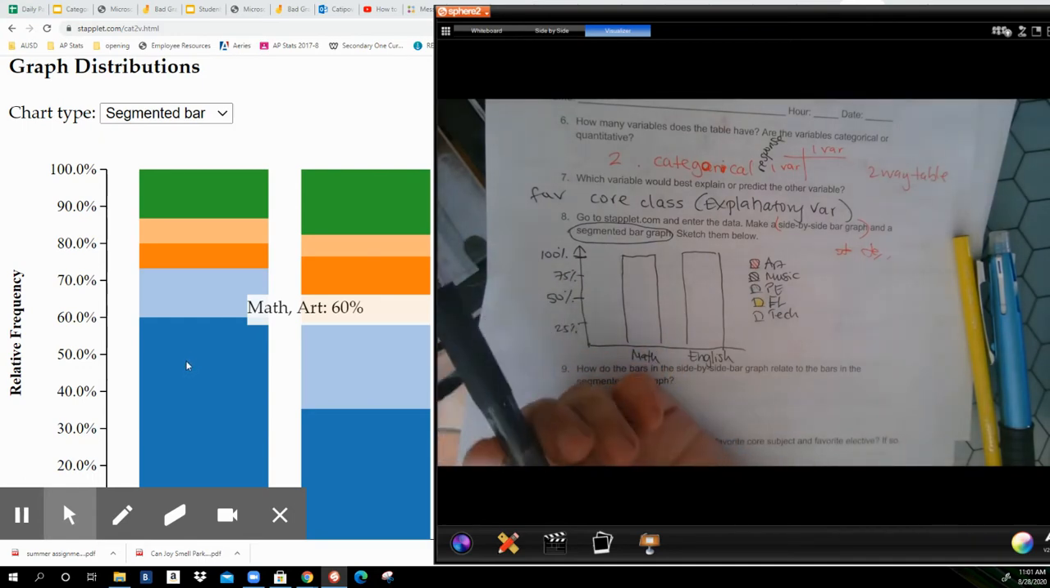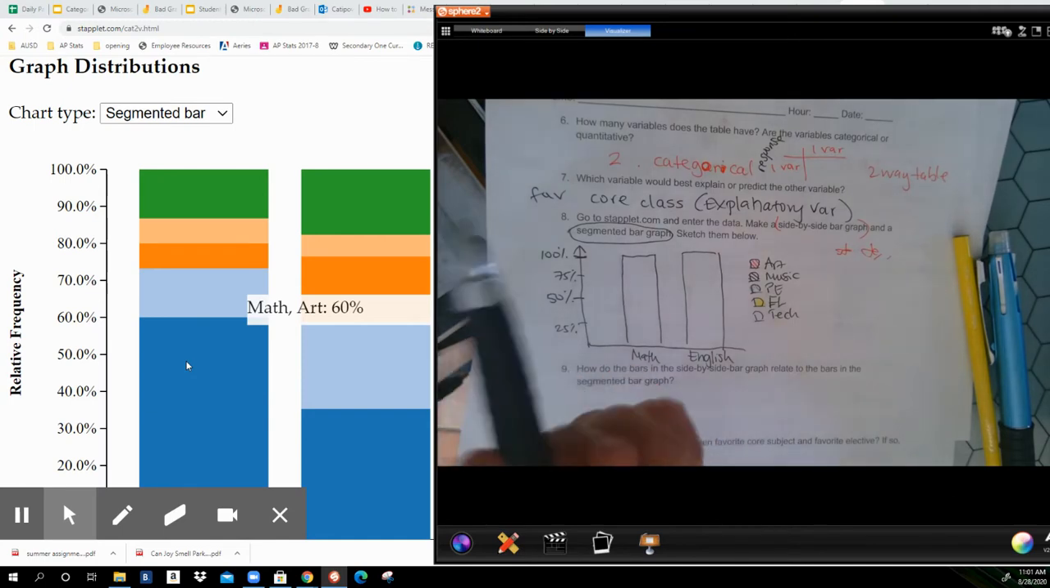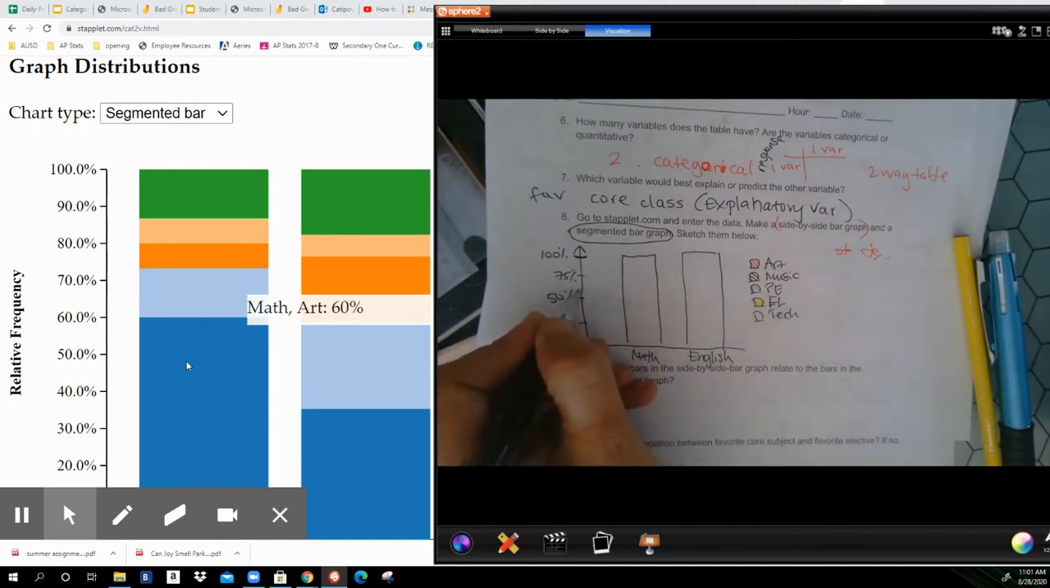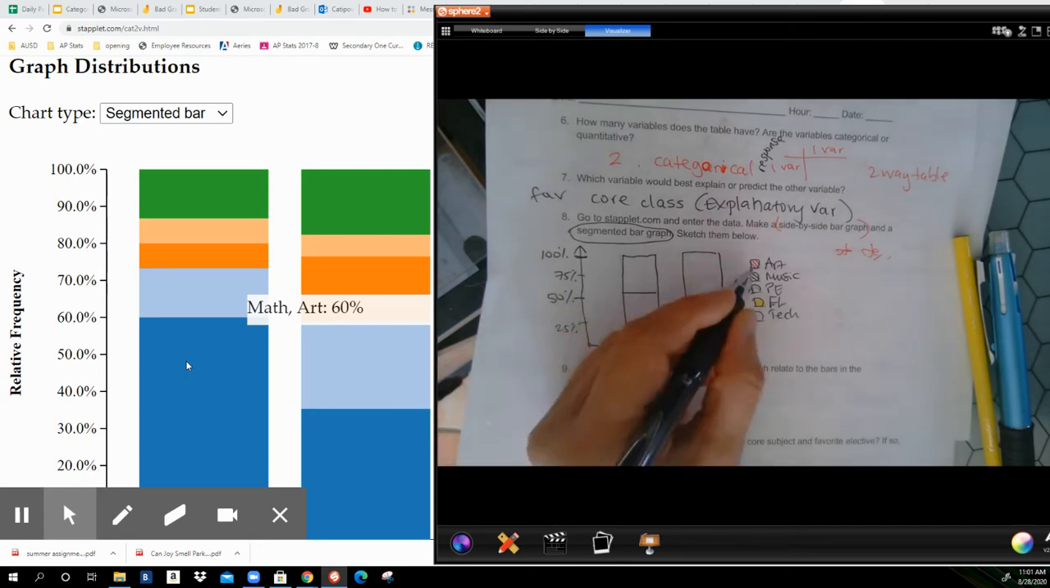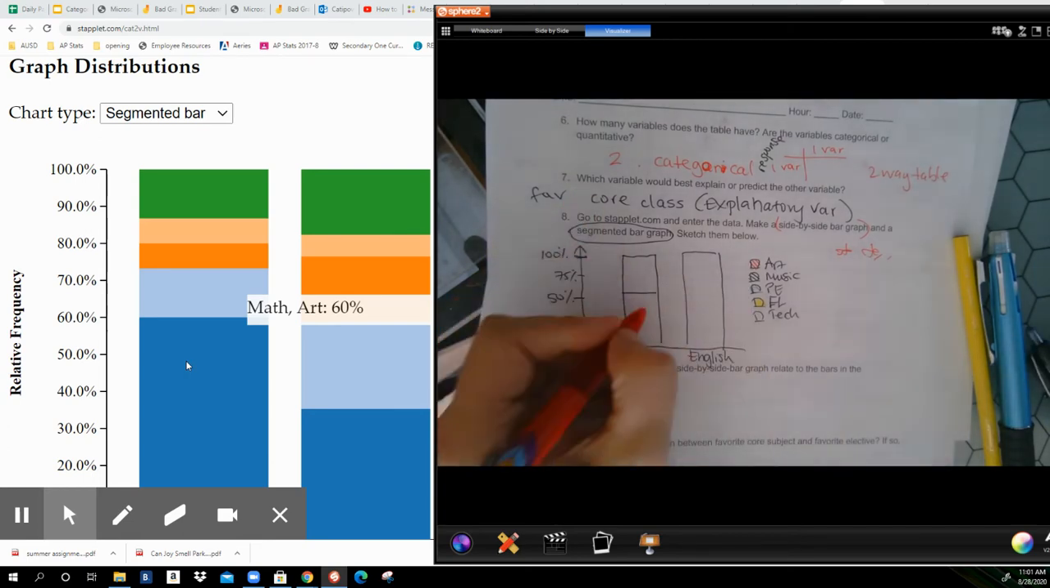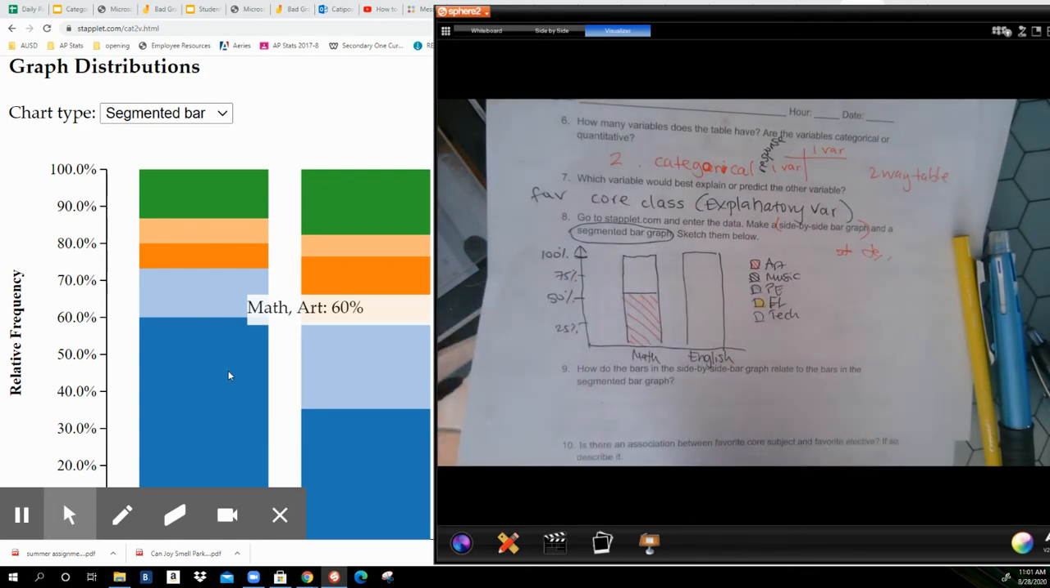So we have 60% of the people who preferred math as their core class choosing art. So that's easy. You're going to find where 60% is on here. I'm shading art red. So that's not a problem. Same thing for the other group. We have, of the people who picked English, 35% picked art.